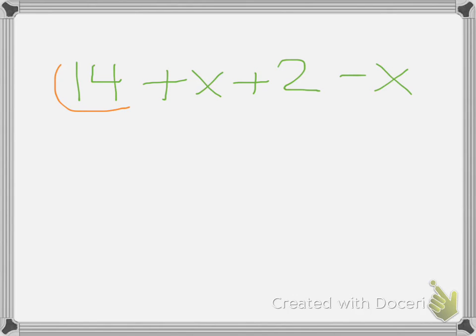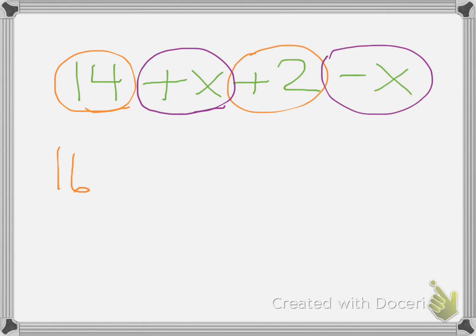So say I had 14 plus x plus 2 minus x. My like terms are my constant numbers, that 14 and my plus 2. So I'm going to combine those together and get 16. And now if I look at my letters, I have a positive x and a negative x. Now positive x is like saying 1x, and minus x is like saying minus 1x, because anytime a letter is by itself, there's always like a 1 in front of it.